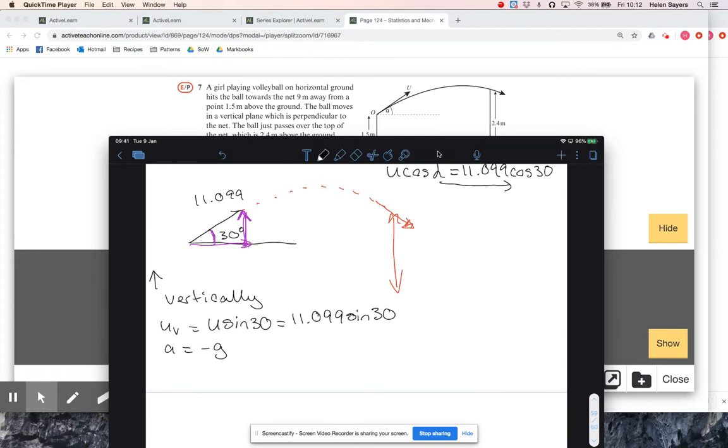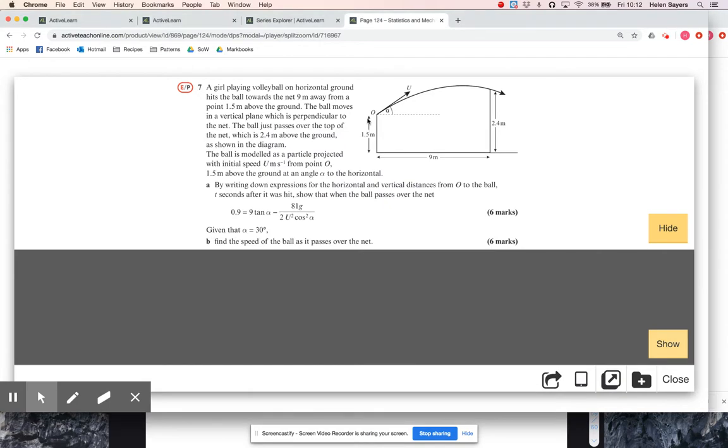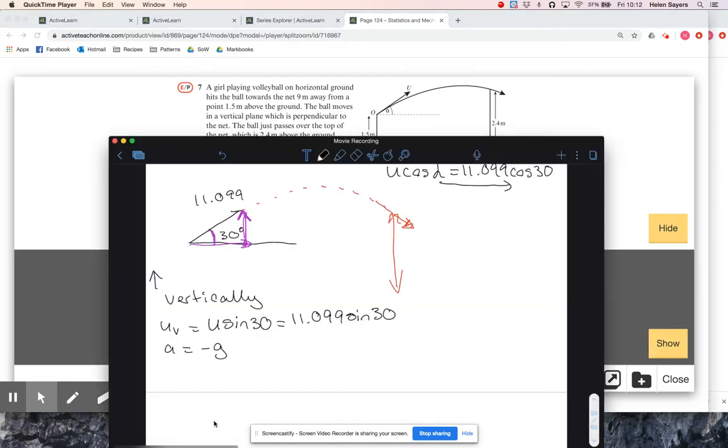I'm taking up as positive, so acceleration is down due to gravity, so that's going to be minus g. I know when it goes over the net, it's travelled 0.9 meters in the vertical direction, because it started at 1.5. The volleyball, the girl hit it upwards, and it passed over the net that's at a height of 2.4. So its vertical displacement at that point is positive 0.9, above where it started. Again, we already had to use that to answer part A.